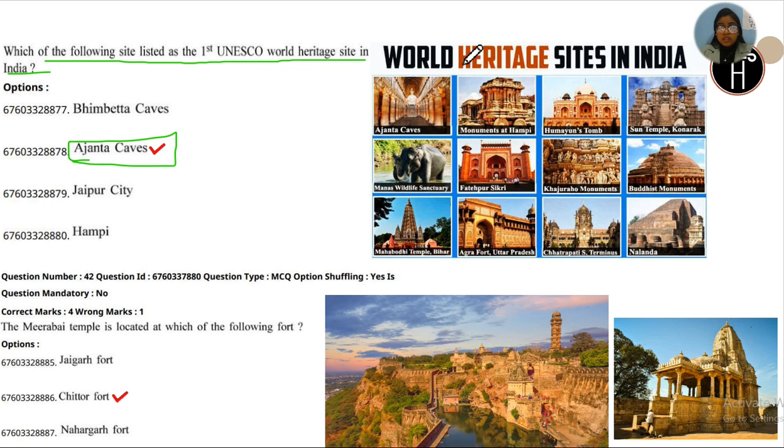Rest, I have listed some World Heritage Sites in India which are famous, like Ajanta Caves, Monuments at Hampi, Humayun's Tomb, Sun Temple at Konark, Manas Wildlife Sanctuary, Fatehpur Sikri, Khajuraho Temple, Buddhist Monument, Mahabodhi Temple at Bihar, Agra Fort, Uttar Pradesh, Chhatrapati Shivaji Terminus and Nalanda.